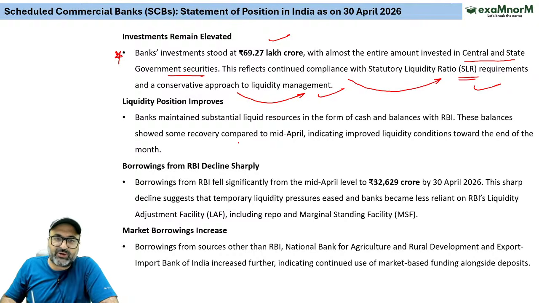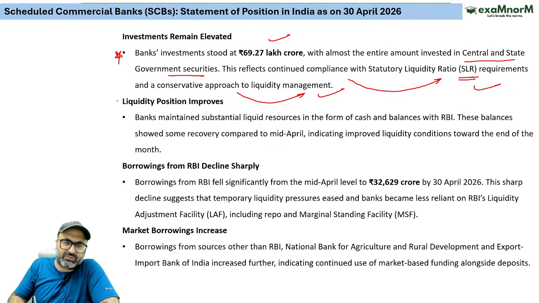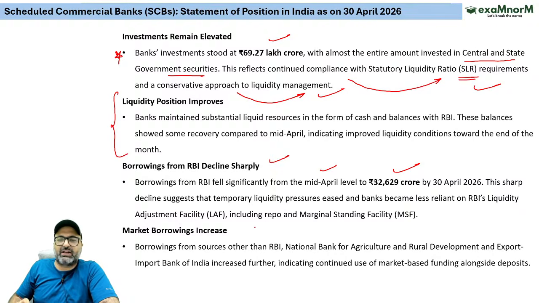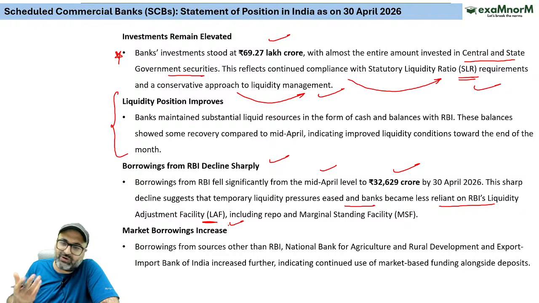Liquidity scenario की अगर हम बात करें तो banks, they have quite ample liquidity, ample cash with them to manage their day-to-day transactions. But if I talk about the borrowings from RBI, it has declined. It was 32,000 crore rupees as of 30th of April 2026, declined from the mid-April level. There is a sharp decline, suggesting that temporary liquidity pressures have been eased and banks have become less dependent on RBI for liquidity adjustment.